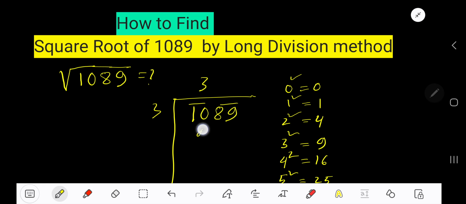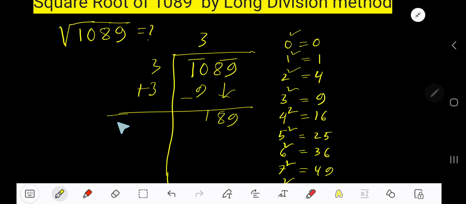3 times 3, 9. Subtract, 1, bring down the next pair. Now you have placed 3, so the same digit will come under this divisor. Add 3 plus 3, 6. Now place a digit here, the same digit will come here.